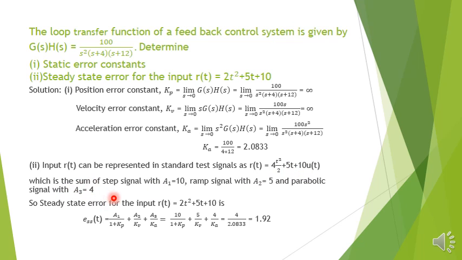So the steady state error for the summed input is the sum of steady state errors: A1 by 1 plus Kp, plus A2 by Kv, plus A3 by Ka. By substituting the values, Kp is infinity, so this becomes 0. Kv is infinity, so this also becomes 0, because anything divided by infinity is 0. Then 4 by Ka, Ka is equal to 2.0833, so 1.92. So the steady state error for the given input is 1.92.